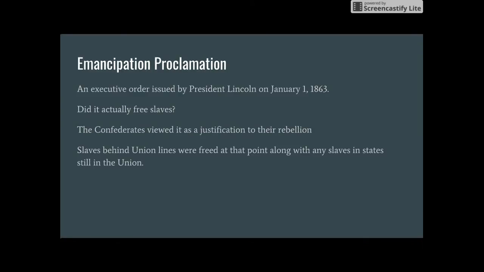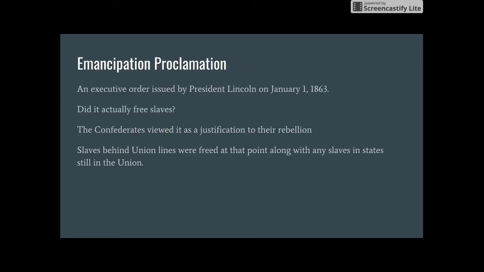All right. The Confederates viewed it as, hey, this is the reason right here that we're rebelling. This is the federal government overstretching their rights and making laws that impact us at a state level that should be left for us. All right. Slaves behind Union lines were freed. So if you were a slave and the Union already controlled the area in which you lived, you're all good. You were able to be free.